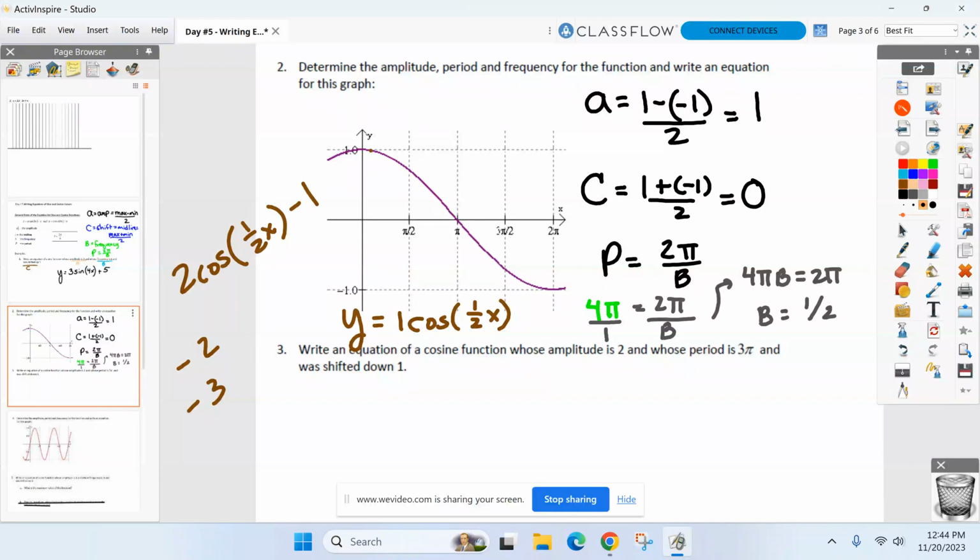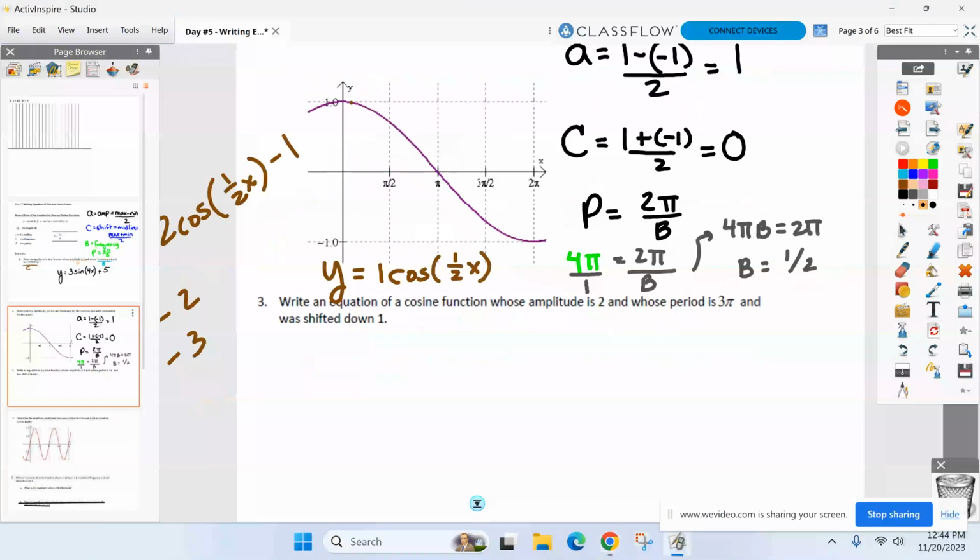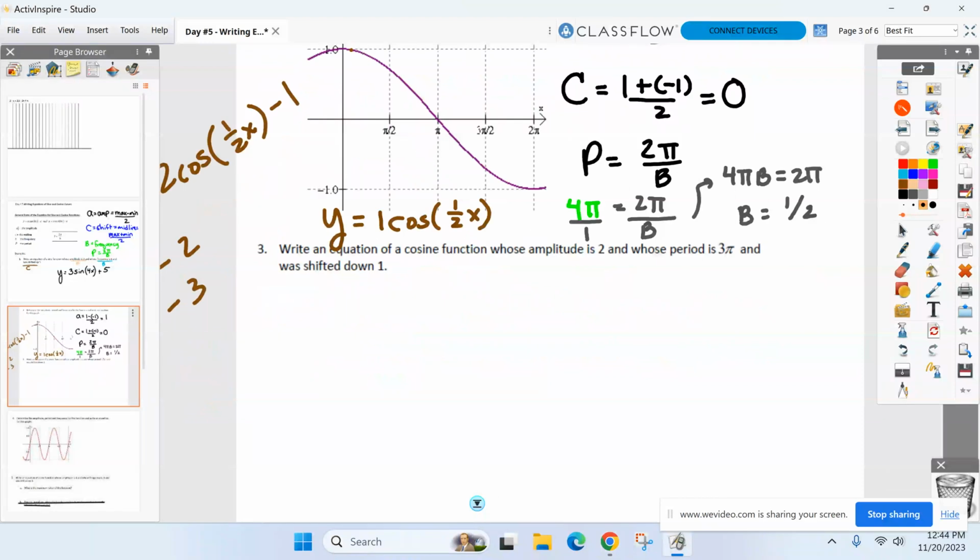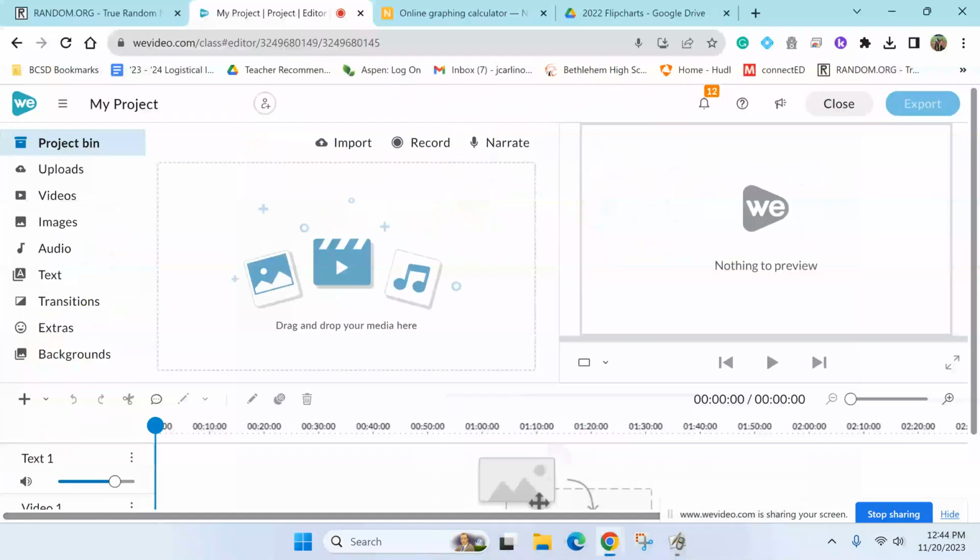Everyone be awake here. Numbers time. Okay. Writing equation. Cosine, good. Amplitude's 2. I already gave you the a value. Done. Period. All right. A shift, down 1. You also have the c value. So I've already given you the a and the c. We just need to find b because it's not 3 pi, right? That's the period. What formula are you going to give me to find the period?